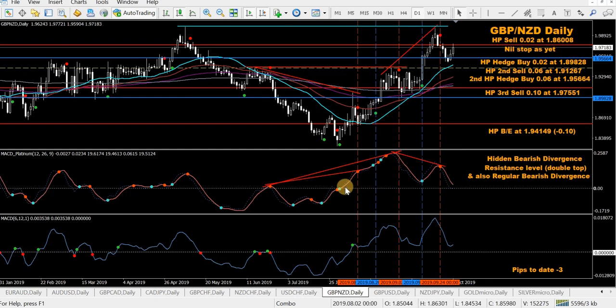Pound New Zealand, wish I could say the same about this. As you can see, got plenty of trades on, and I don't think I've got a, no.